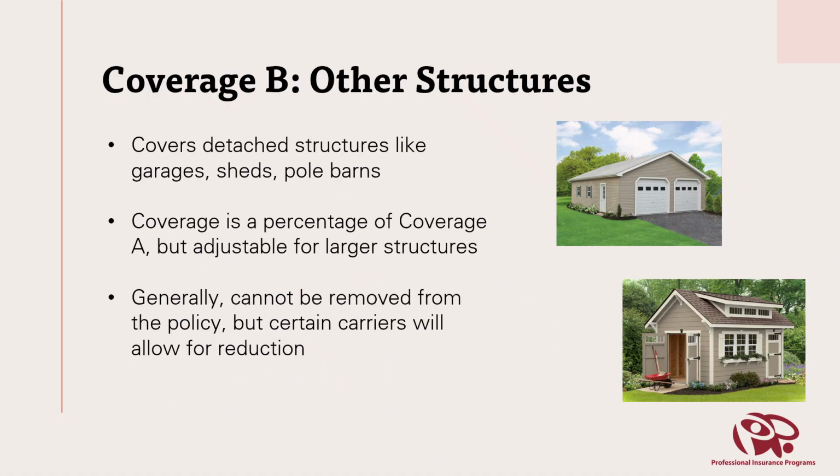Coverage B protects structures that aren't attached to your home, like a detached garage, shed, or pole barn. It's usually calculated as a percentage of your dwelling coverage, but if you have larger outbuildings, that amount can often be increased. Most policies don't allow this coverage to be removed altogether, but some carriers do allow you to reduce it if you have no detached structures.